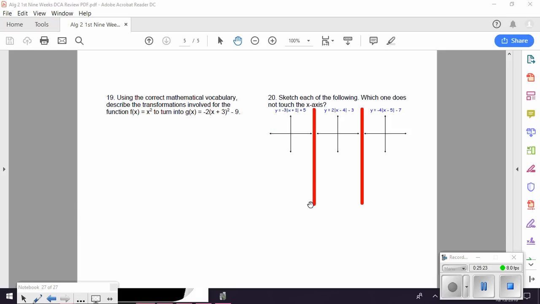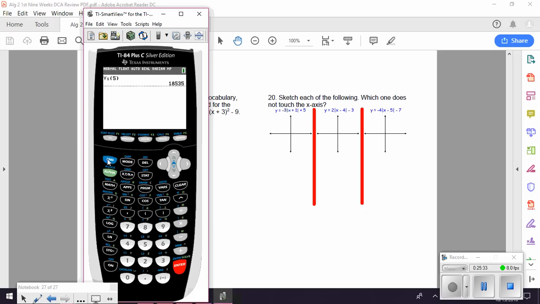All right, number 20 says sketch each of the following. Which one does not touch the x-axis? So let's get our calculator to make these graphs. Go to y equals. Clear out any information that is present. So I'm going to do negative 3 absolute value of (x plus 1), then plus 5.